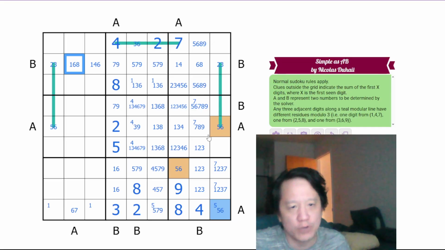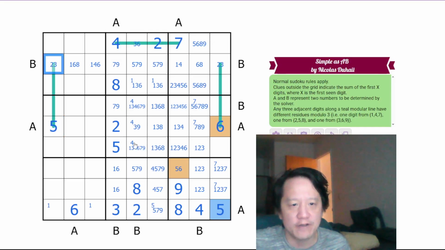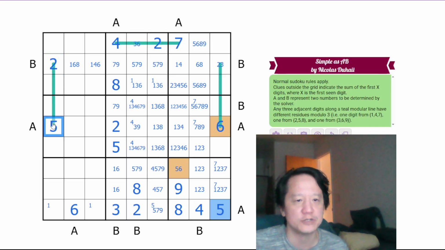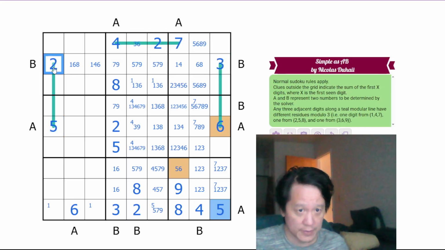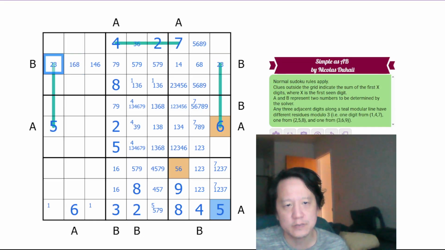Actually, that's a good question. What happens if this is 6? If this is 6, that makes this 5, which makes this 6, which makes that 5. Therefore, this must be 2 to be the same modular set as the 5. That would be 3 there. And therefore, this would be 8. So either way, this is guaranteed to be 8.